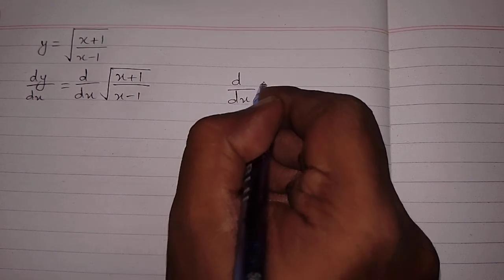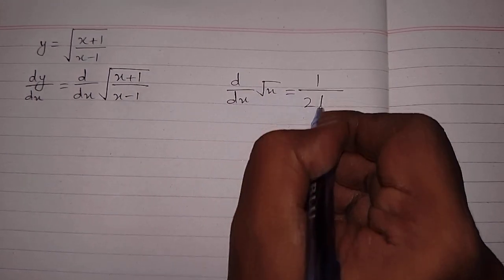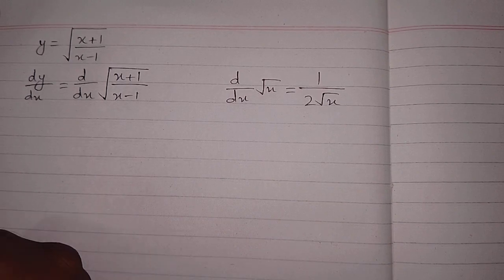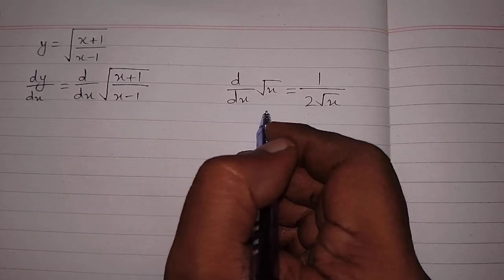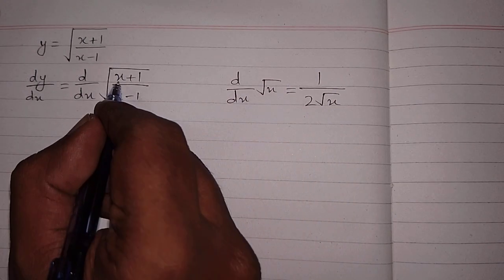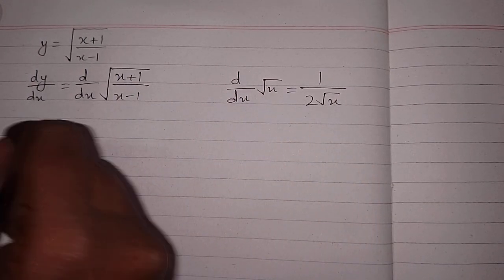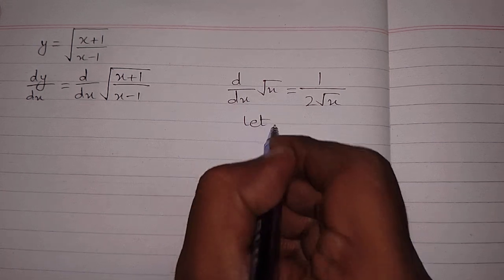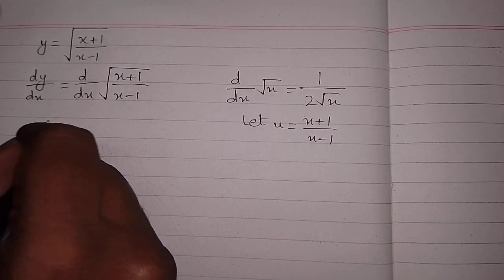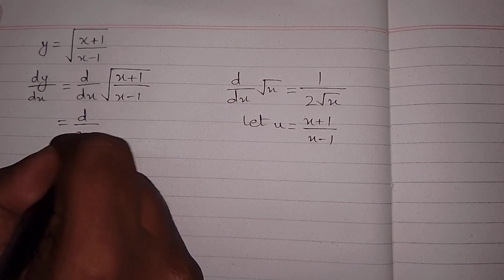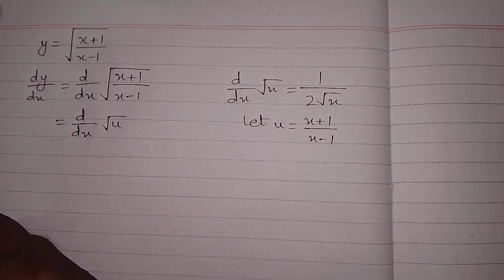We know that the derivative of square root of x is equal to 1 upon 2 square root of x. So we can apply this formula over here, but we can see that we have (x plus 1) upon (x minus 1) in place of x. So let u is equal to (x plus 1) upon (x minus 1). So we have d by dx of square root of u.